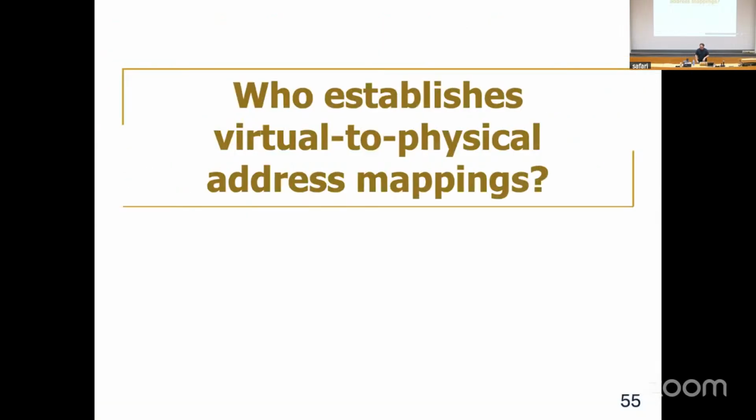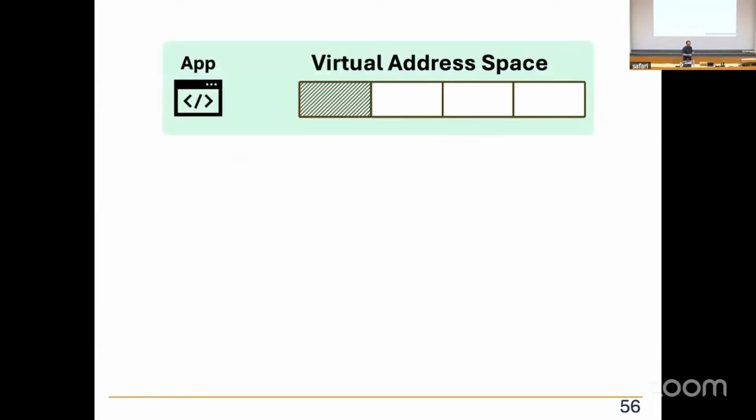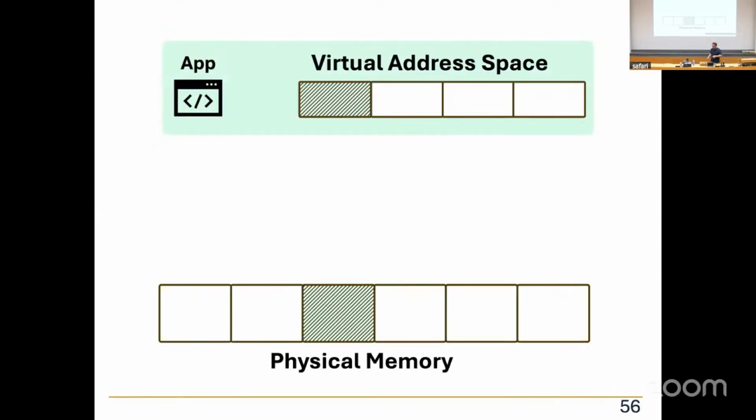So the big question also, before we jump into the translation, is: who would establish a mapping? Who would update the page table? Who would give us the location of our data in the free physical memory? Again, we have an application here with a virtual address space, and this is the physical memory. You can think of it as the RAM in your systems, right?